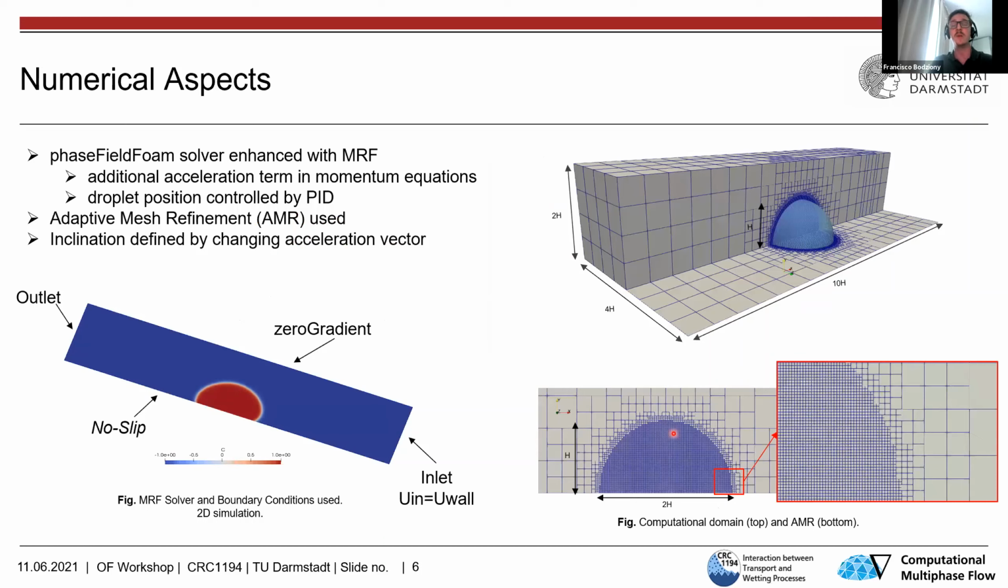This solver has been enhanced by a moving reference frame, MRF, by the addition of an acceleration term in the left-hand side of the momentum equations. And here is the animation of the MRF. This allows us to do these simulations while the droplet is sliding down, it stays in the same position, and this will save us a lot of computational domain and also power.